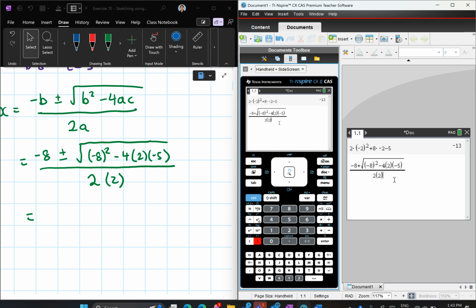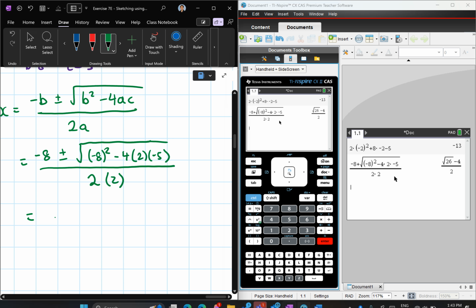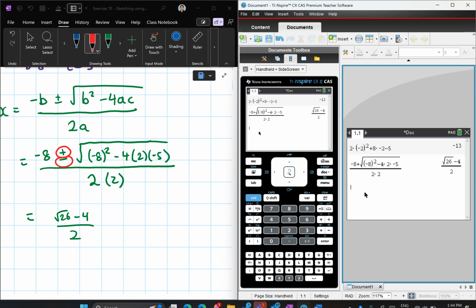All right, so if I press enter, I get root 26 minus 4 on 2, but remember, I only did the plus. I need to do the minus now. So let's do the minus version of that. What you can do instead of retyping it is press the arrow button, press up. It highlights it once. Press up again, and you get the second highlight here. Once you're there, press enter, which is over here, and it brings it down, and then you can edit it again.